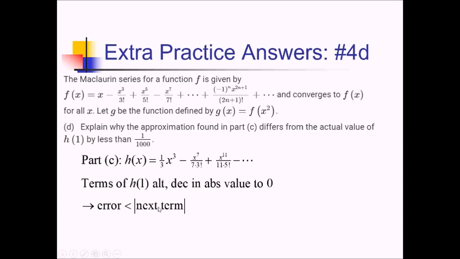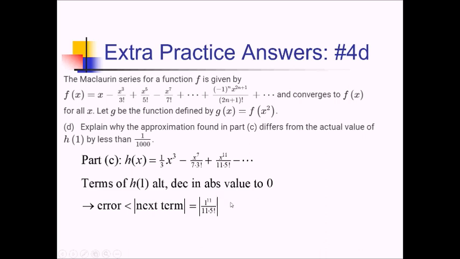So our error then is going to be less than the absolute value of, well, what is the next term? If you approximated h of 1 using the first two terms, then the next term here is this x to the 11th over 11 times 5 factorial with 1 plugged in. So we're just going to say error is less than 1 to the 11th over 11 times 5 factorial. And we now need to show that this is less than 1 over 1,000. We could just write less than 1 over 1,000 and hope they take our word for it, but let's see what this actually comes out to.